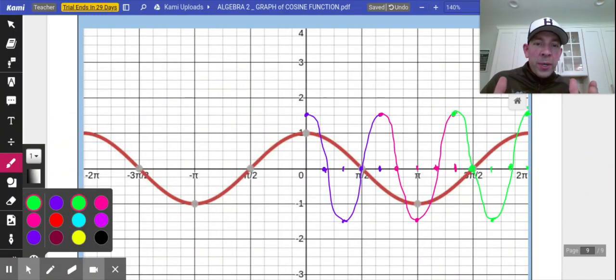I finished the first purple one at 2 pi over 3. I finished the pink one at 4 pi over 3. And then I finished the green one at 2 pi. And again, we could reflect everything over the y-axis and repeat everything on that side if we had to.